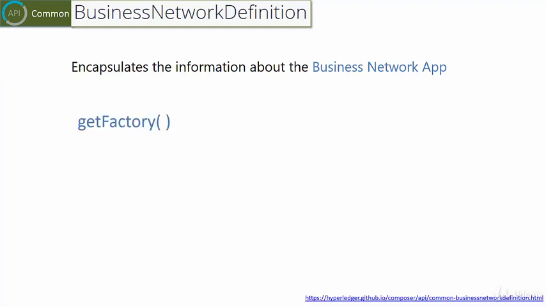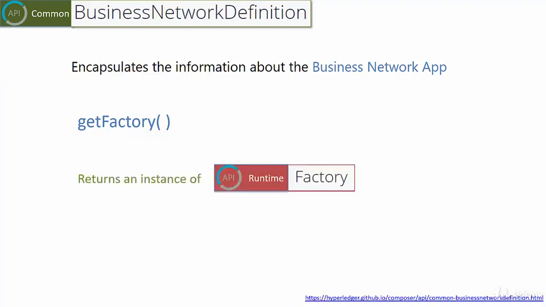You can invoke getFactory on the business network definition that you have retrieved from the runtime, and this function would return an instance of a factory. And this factory object can be used for creating instances of resources that have been defined in the business network application. There are 5 functions available on the factory class.